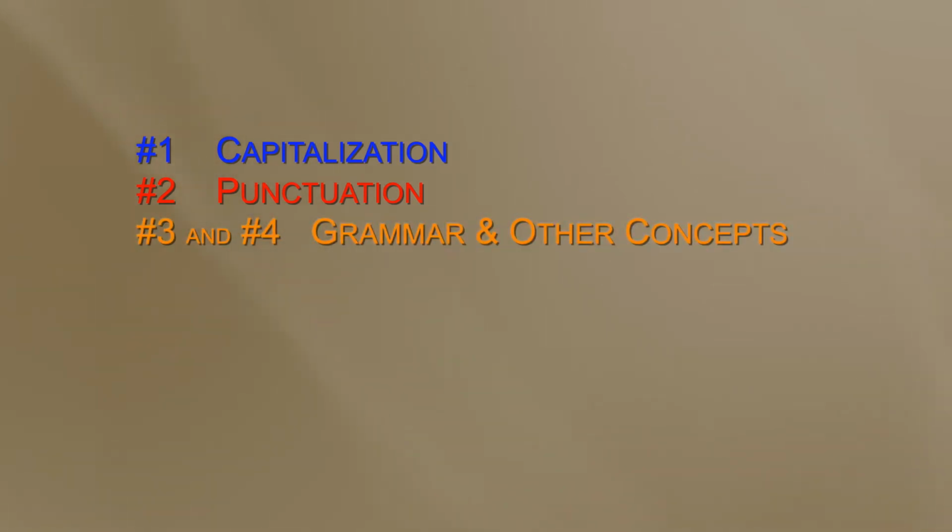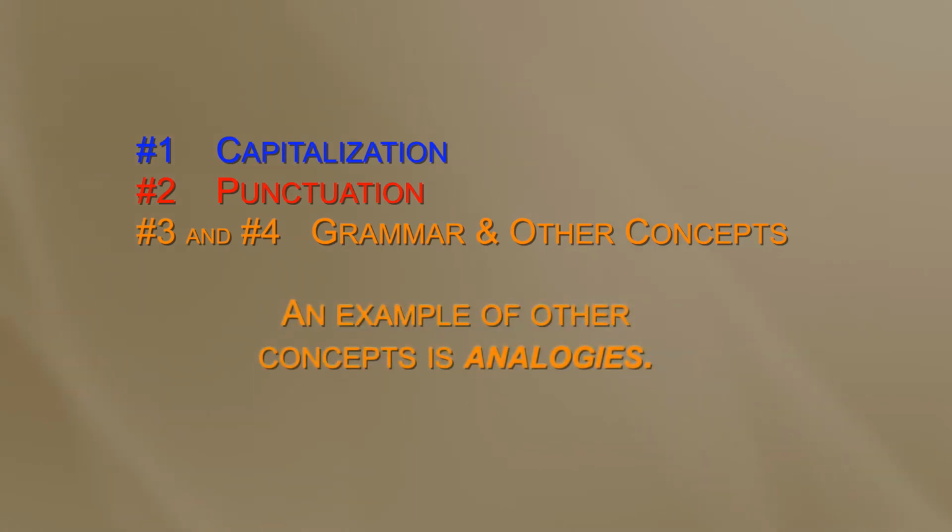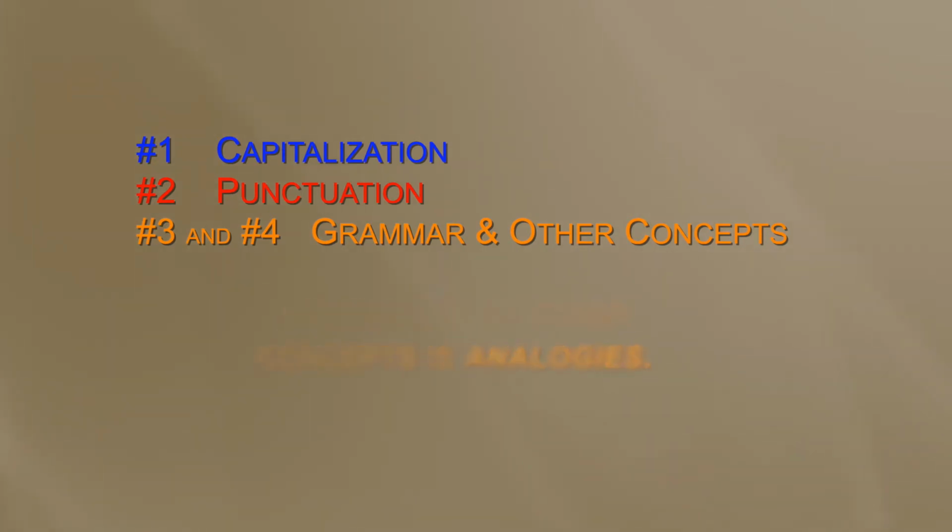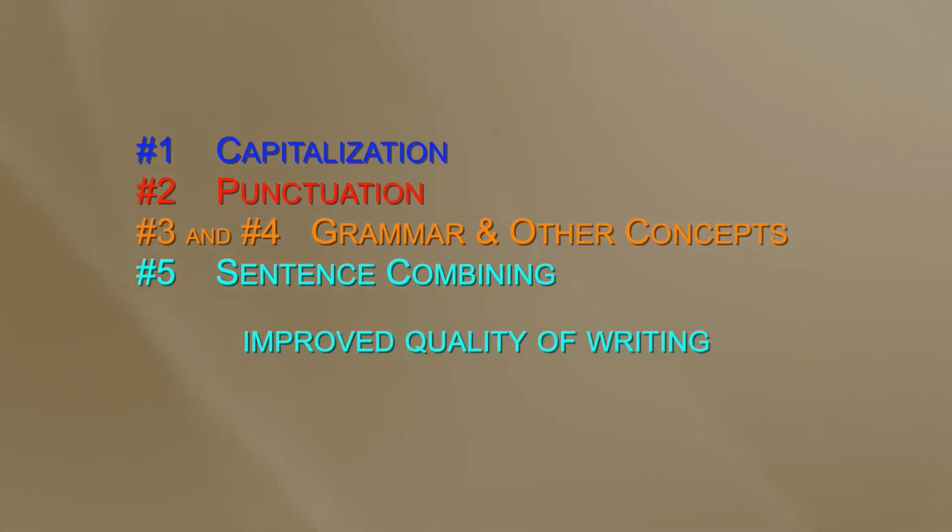Each Ultimate Series text has the same format for each of the 180 days. Number 1 is always capitalization. Number 2 is always punctuation. Number 3 and number 4 teach grammar and other concepts. An example of other concepts is analogies. Number 5 is always sentence combining for improved quality of writing.